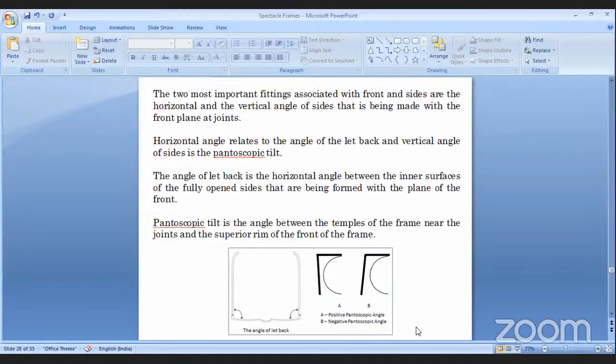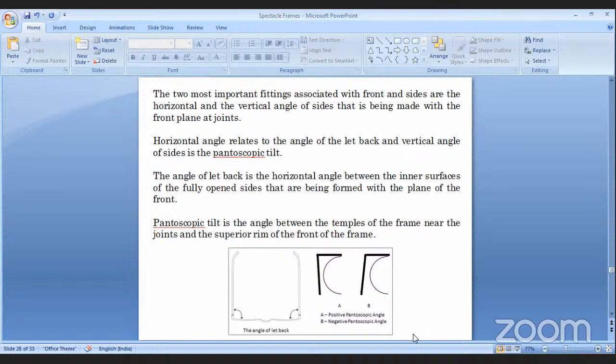Now, whenever you fit anything which has a front and a side on the human face, there are two important criteria which must be considered while determining the ideal fitting. One of them is horizontal fitting and the other is vertical fitting, which is the vertical angle of the sides. Horizontal angle relates to the angle of lay back, or we call it the temple width and frontal bow. And vertical angle is determined by the pantoscopic tilt, as we discussed just now.